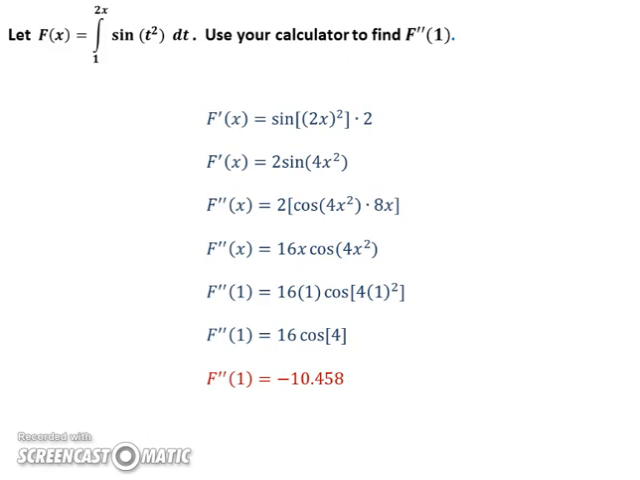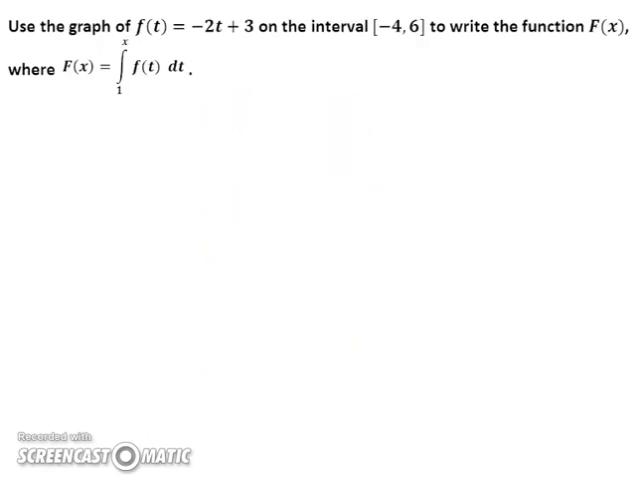Okay, I can't say the next one is as simple. So let's move on and use the graph of f of t equals negative 2t plus 3 on the interval negative 4 to 6 to write the function f of x, where f of x equals that integral defined by 1 to x of f of t. Okay, so where do we start? Well, f of x equals this integral. I just replace f of t with the actual equation for f of t.